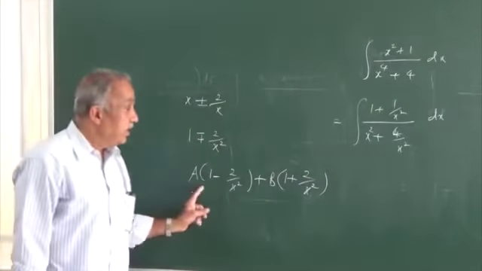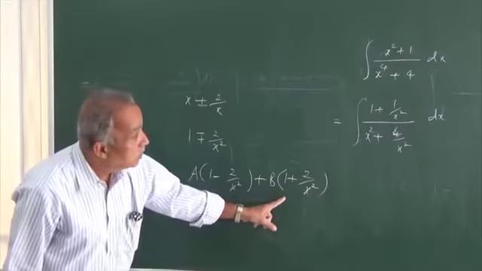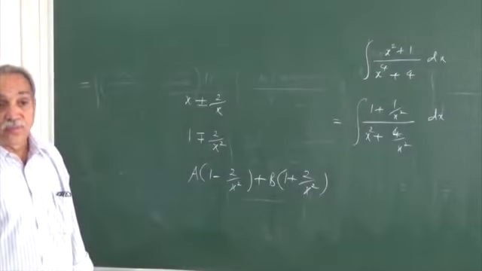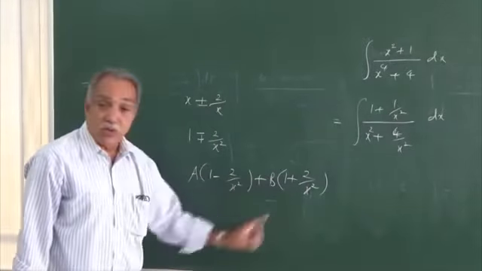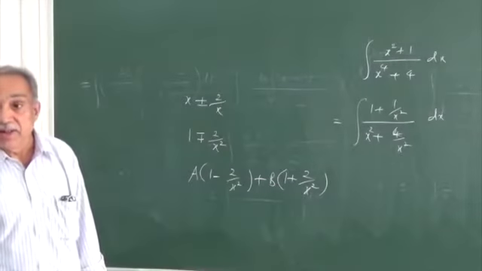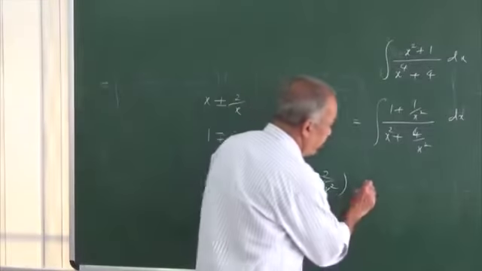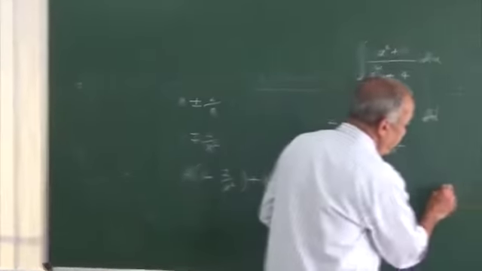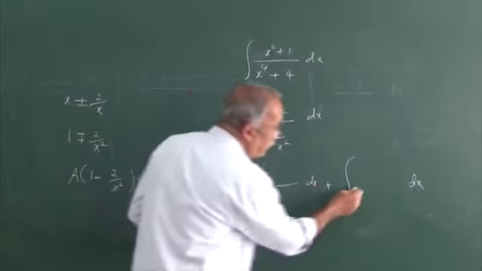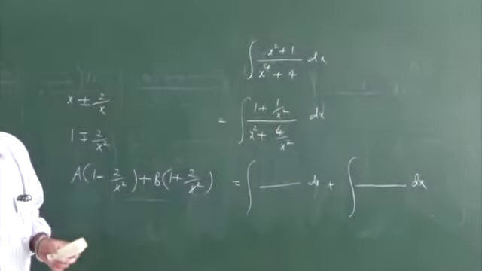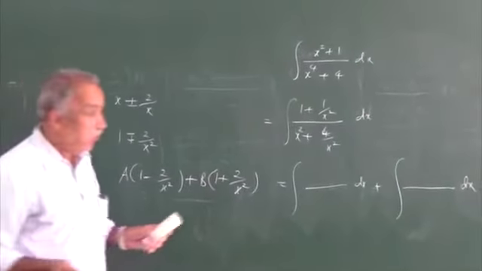My requirement will be a + b = 1 and −a + b = 1/2. Agree? a + b = 1, −a + b = 1/2. So, what are a and b? Yes, b equal to 3/4 and a equal to 1/4.